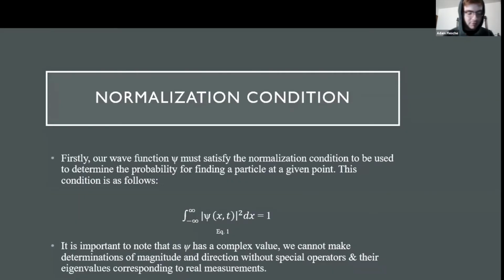So first, before we can use the postulate, we need our wave function to satisfy a normalization condition, which is given by equation 1. It's important to note that our wave function has a complex value, so we can't really make any determinations of magnitude and direction that aren't relative without special operators, A, we'll call them, and their eigenvalues that correspond to real numbers that come from real measurements.